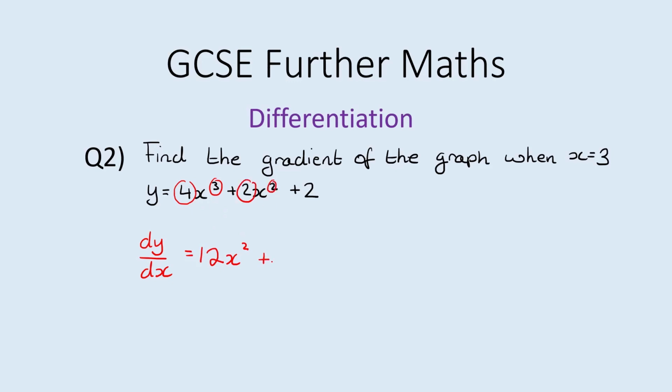2 times 2 is 4. Subtract 1 off the power, that's just simply 4x.